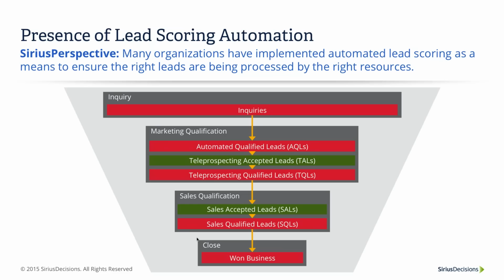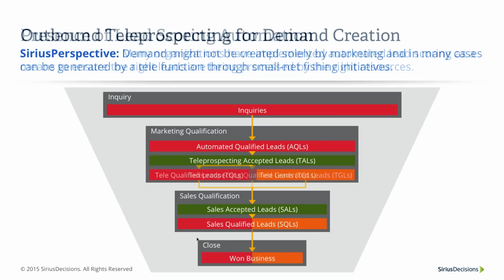Now, if you can see, I've added some orange boxes on here. And this is very much about the reality that when you put in place a teleprospecting team, they may not be spending 100% of their time working on inbound leads. They also may have targets for self-generated leads, typically done through outbound calling. Now, in some cases, marketing puts in place a demand waterfall that doesn't include those tele-generated leads or those self-generated leads. And we find that that's a mistake.